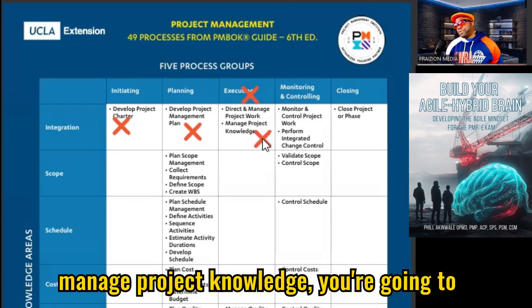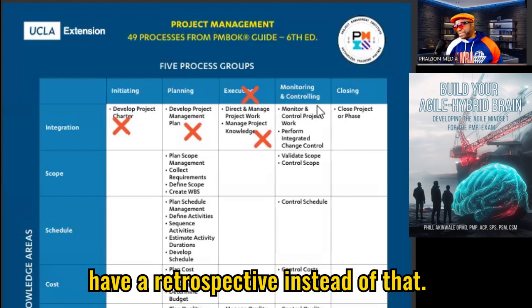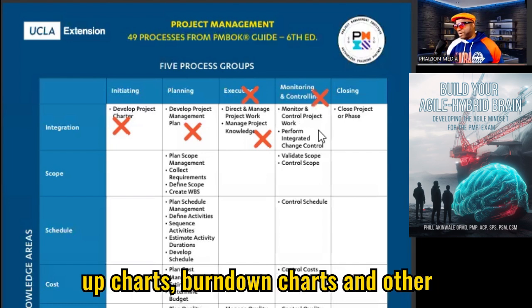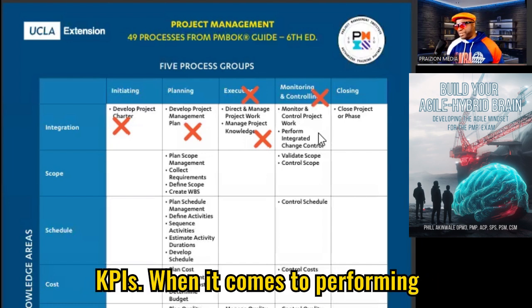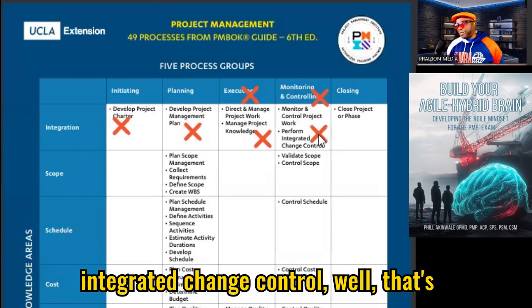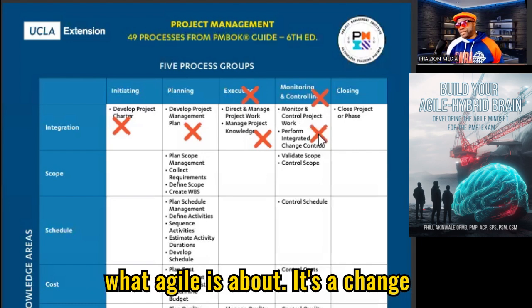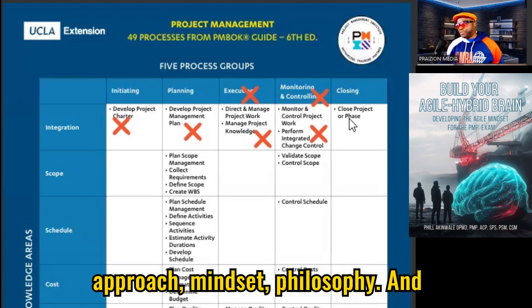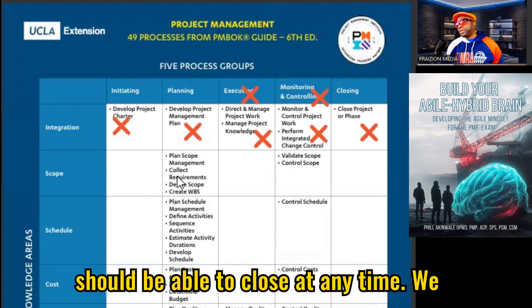When it comes to manage project knowledge, you're going to have a retrospective instead of that. When it comes to monitor and control project work, you're going to have burn up charts, burn down charts, and other KPIs. When it comes to performing integrated change control, well, that's what Agile is about. It's a change control framework, approach, mindset, philosophy, and closing out the project or phase. You should be able to close at any time.